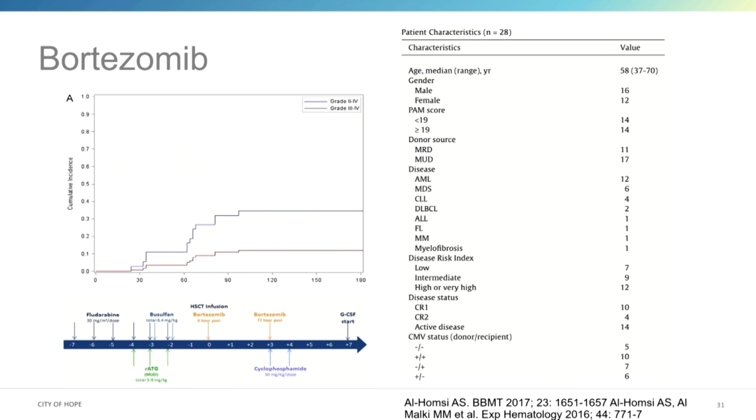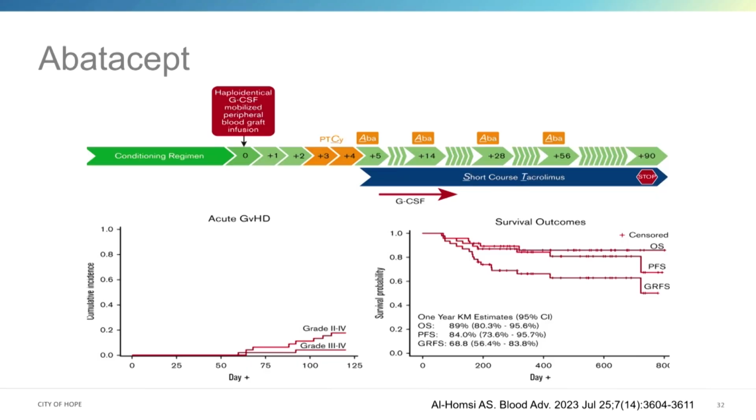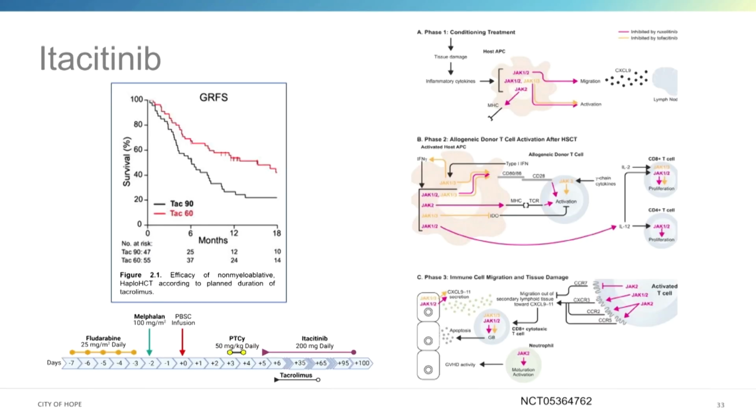This is with bortezomib without calcineurin inhibitor, and we could show here that the GVHD rate was good. This is the use of abatacept in the NYU program. They have very nice data combining PTCy with abatacept, and this is an important paper also to look at.